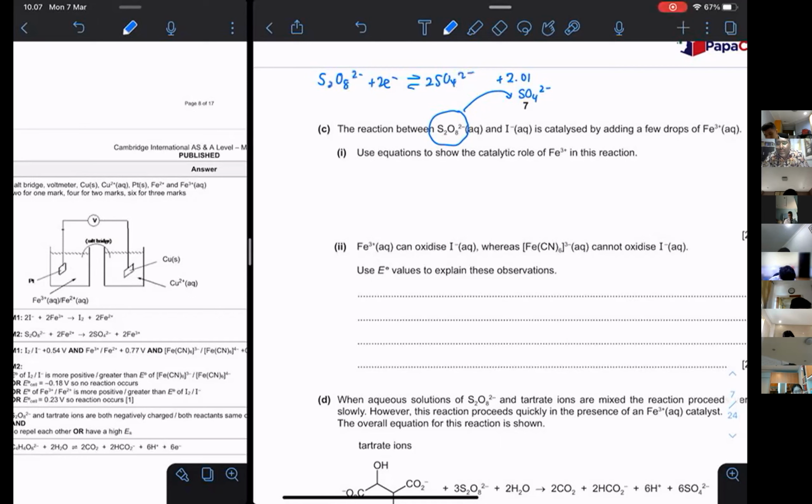And then they are going to be added with a few drops of Fe3 plus. If you look at Fe3 plus, sometimes students will be wondering, this may be a disadvantage of using the data booklet. Students will be wondering which one to use. For Fe3 plus, they can give you Fe2 plus. They can also give you Fe. Which one should we use?